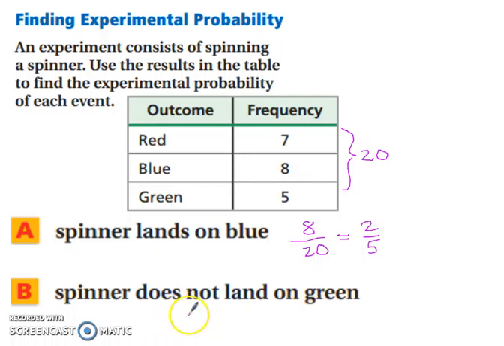The spinner does not land on green. So if the spinner does not land on green, it's taking the red and the blue. So we have 7 plus 8 divided by the total of 20. In this case, we have 15 over 20, which is equivalent to 3/4.